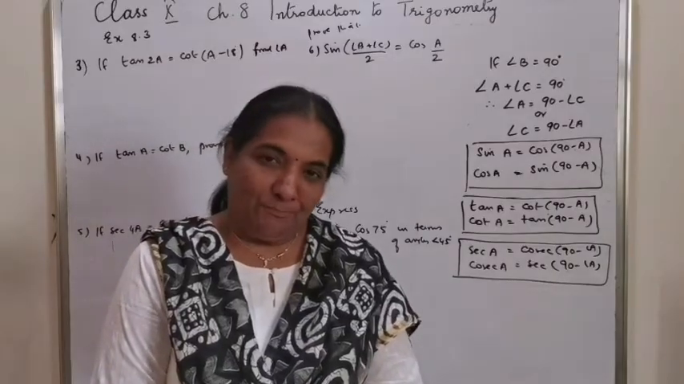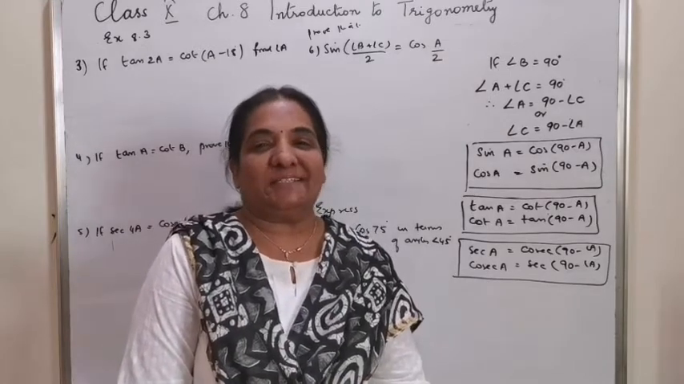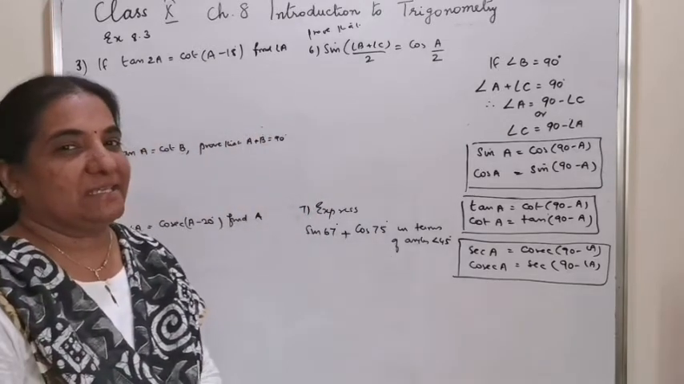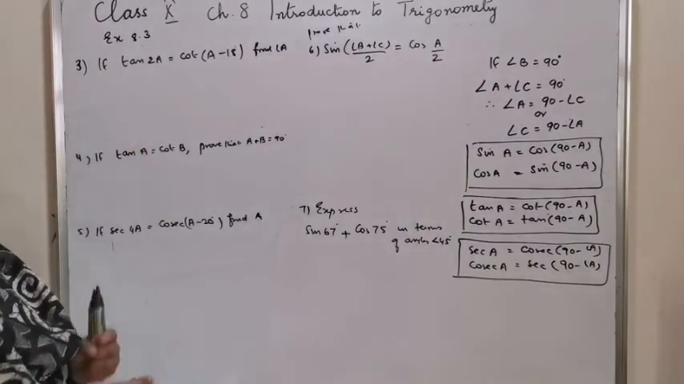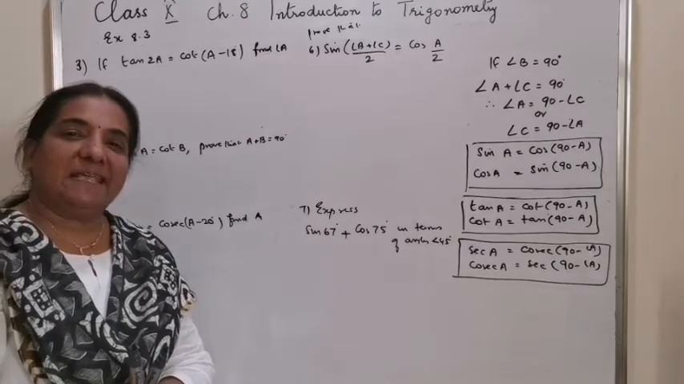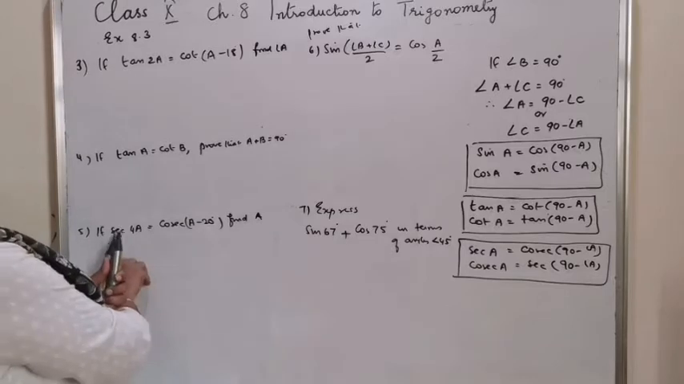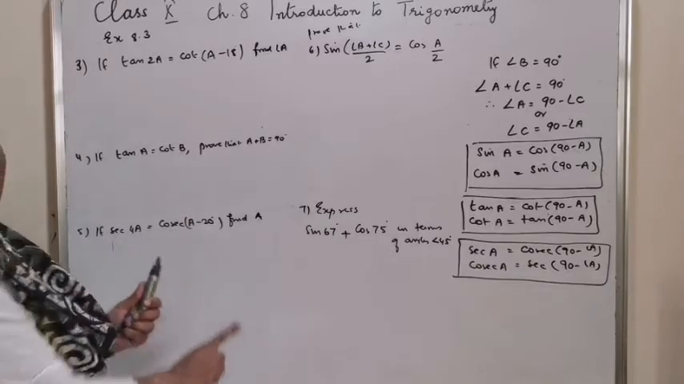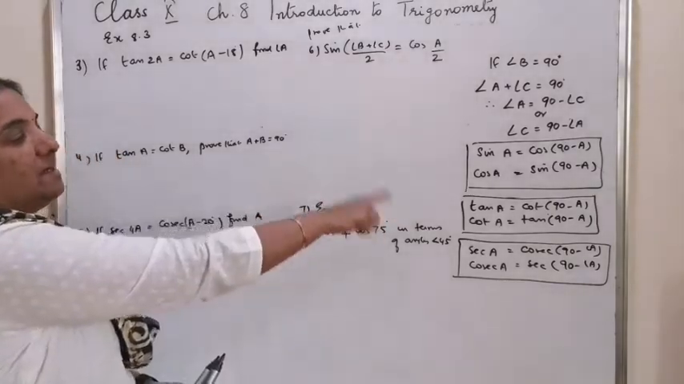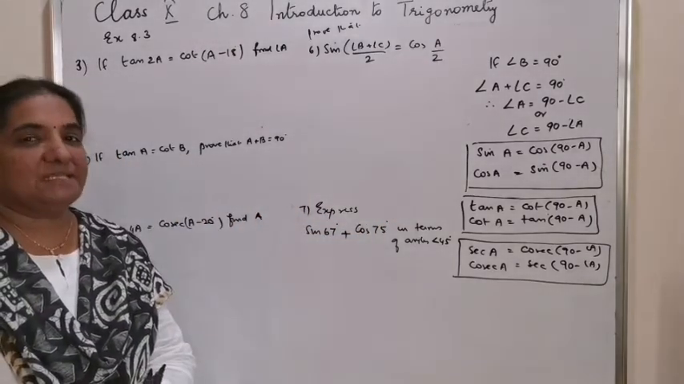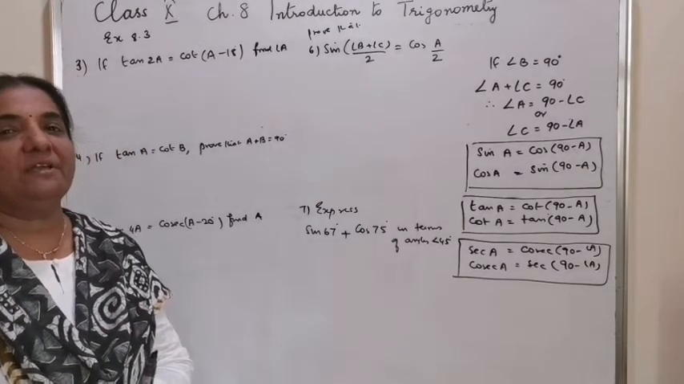The next set of important as well as easy questions. It's very, very important, 2-mark questions. It's very simple, using these complementary ratios. If tan 2A is equal to cot A minus 18, and in the same way, if sec 4A is equal to cosec A minus 20. You can see that the question is drafted in such a way that they are complementary ratios. As I am always saying, change only one of the trigonometric ratios.